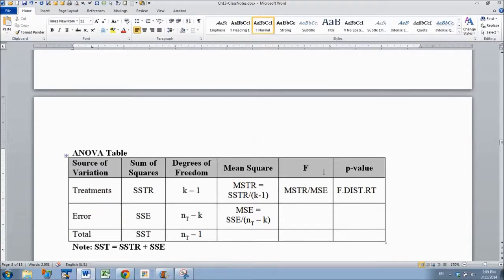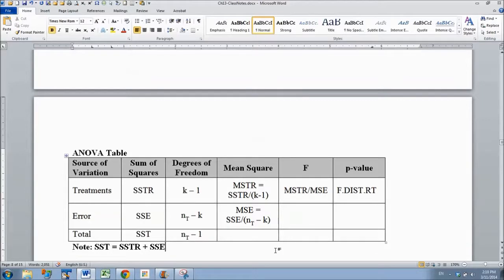Now this ratio, F, will be close to 1 if the null hypothesis is true, in which case both MSTR and MSE give us a good estimate of the common variance. But if the null hypothesis is not true, then MSTR will be a large value, so F becomes a large value as well. The more the null hypothesis is not true, the larger the F value will be, and the smaller will be the P value given by F.DIST.RT.